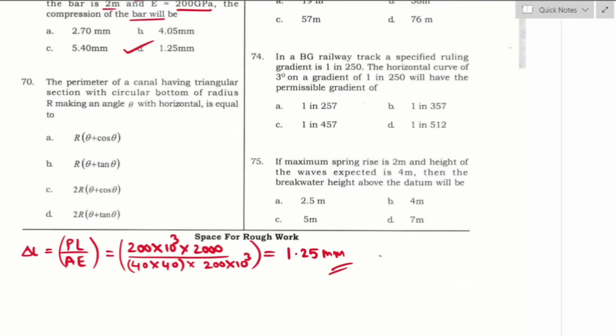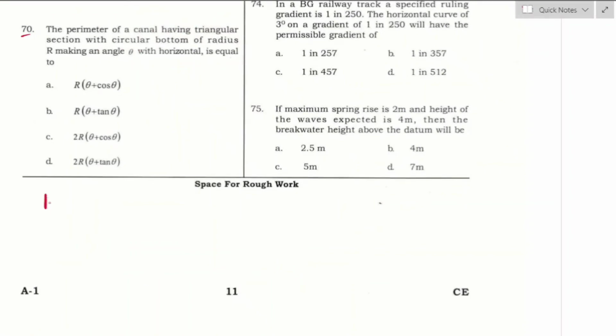Question number 70. The perimeter of the canal having a triangular section with a circular bottom of radius r making an angle theta with the horizontal is equal to. Length of the arc is given by r into theta for a triangular section with a circular bottom. Let us consider this as equation 1.